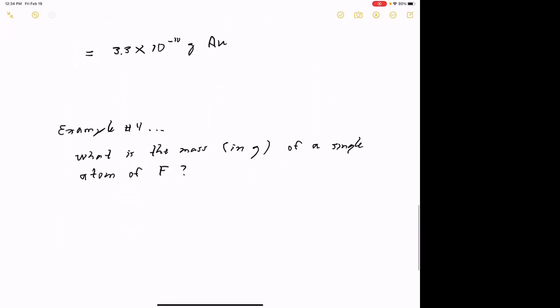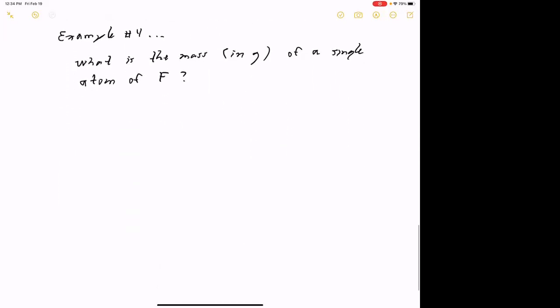Okay. And I think example number 4 is kind of interesting. What's the mass in grams of a single atom of fluorine? Now I'm talking about an average fluorine atom. I could ask this in terms of an isotope of fluorine if I wanted to, but we'll just say an average fluorine atom. What would the mass be in grams? Well, we know it would be in AMUs, right? I would just look it up in the periodic table.